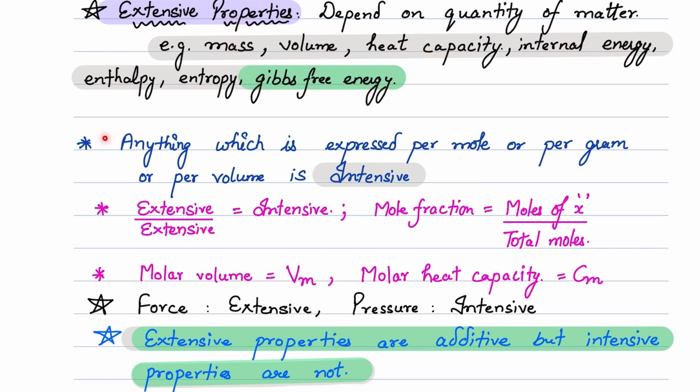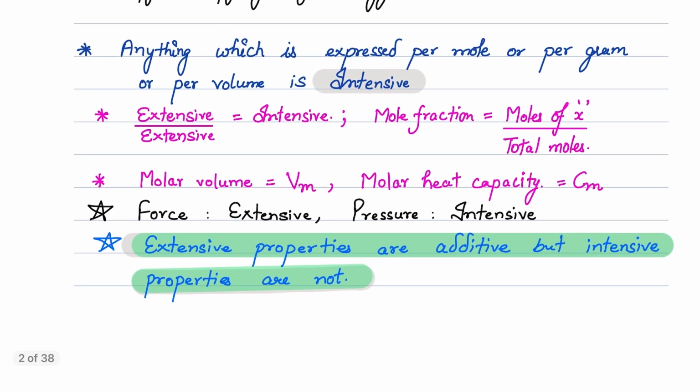Now this is a very important note that anything which is expressed per mole or per gram or per volume, that is intensive property. We can say that extensive property, if it is divided by extensive property, it becomes an intensive property. For example, let us consider mole fraction. Now, mole fraction is basically moles of anything divided by total number of moles. As mole is an extensive property, so extensive divided by extensive becomes an intensive property, that is mole fraction.